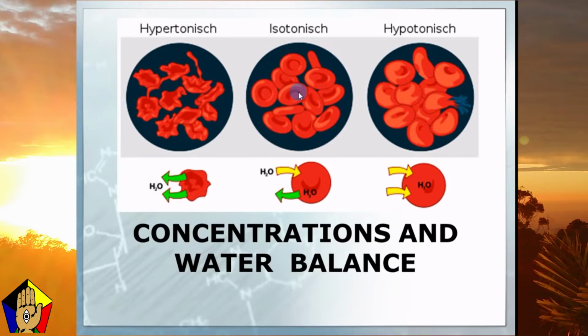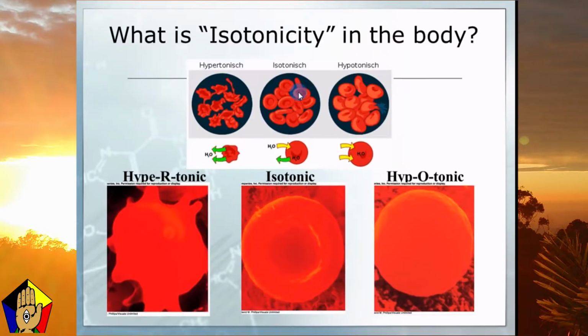So if I were to ask you real quick, what is isotonic in the body? If I asked you about a saline solution, what's an isotonic saline solution? It's 0.9% sodium chloride. And if I asked you how many milliosmoles there are, there are 300 per liter. So those are the terms to remember for isotonic.